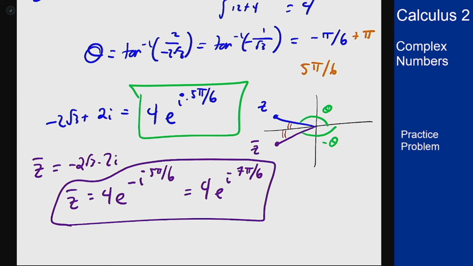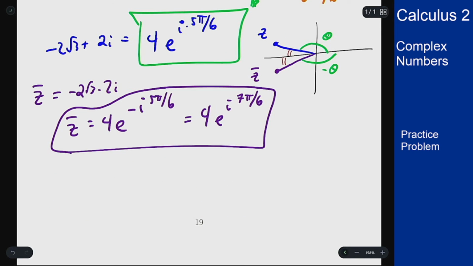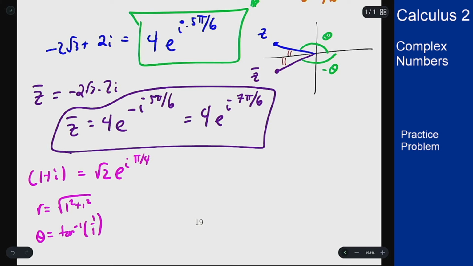And now lastly, we want to multiply this number z, this first one here, by 1 plus i. So 1 plus i in exponential form is going to have radius of square root of 2. The radius here should be the square root of 1 squared plus 1 squared, which is root 2. And the angle should be inverse tangent of 1 over 1, or pi over 4, because we are in fact in quadrant 1. So therefore, 1 plus i times z is 4 e to the i 5 pi over 6 times root 2 e to the i pi over 4.